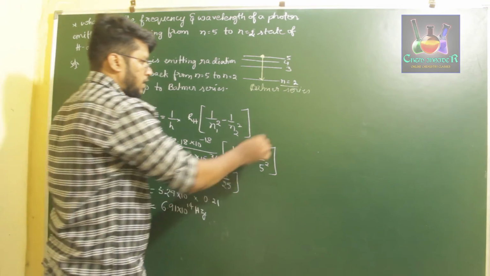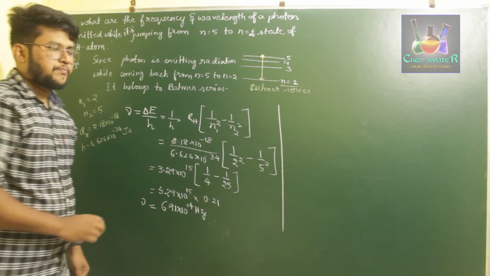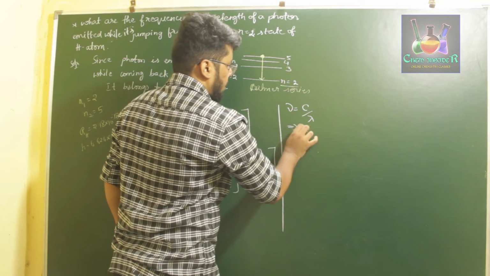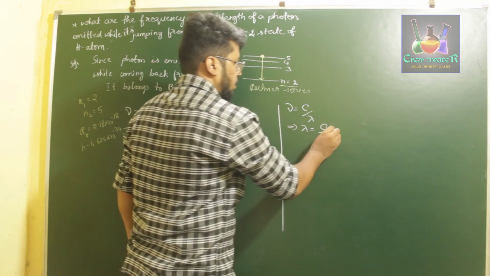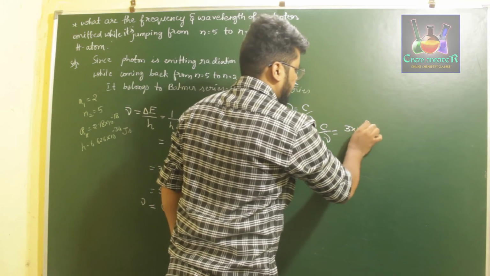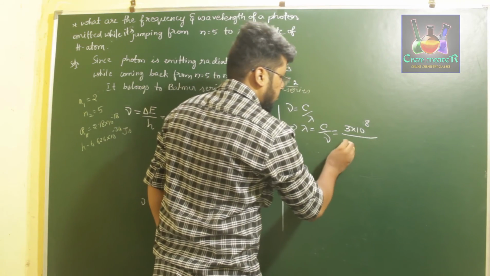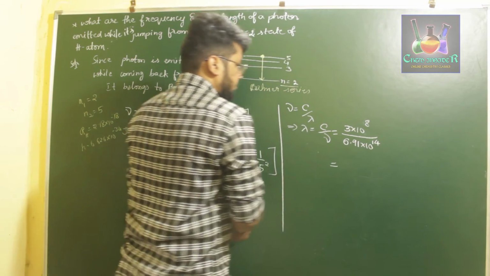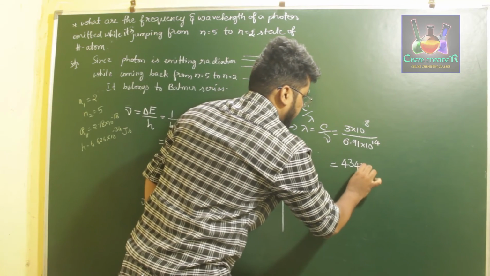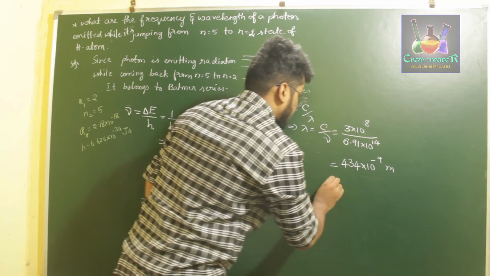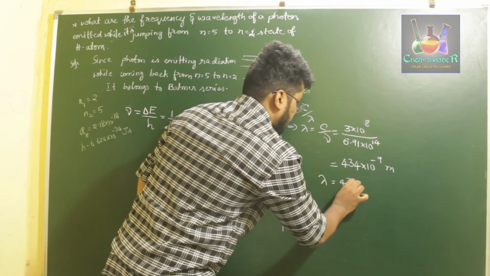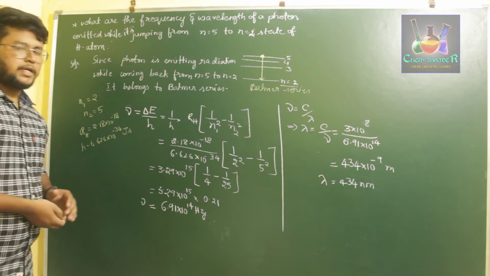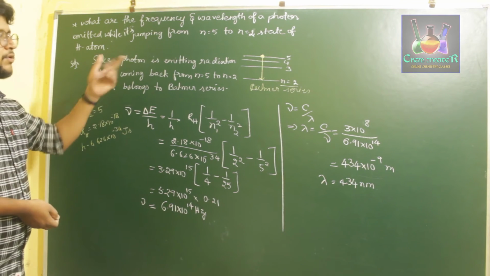Next we have to determine the lambda value, that is the wavelength value. We know mu is equal to C by lambda, that implies lambda is equal to C by mu. That equals 3 into 10 power 8 meters per second divided by mu 6.91 into 10 power 14 Hertz. So that gives us 434 into 10 power minus 9 meters, which can also be written as lambda is equal to 434 nanometer. So this is the wavelength of radiation emitted when it is jumping from n5 to n2 state.